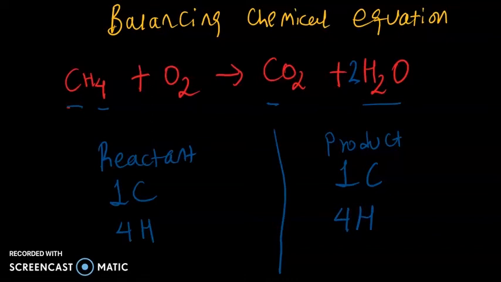And for oxygen, we have 2 oxygens in the reactant side, and we have how many oxygens in the product side? 4, but we have 2, so we have to multiply this oxygen by 2 to get 4 oxygen to make it the same as the product. So erase these 2 and 2 oxygen. So now we are done with the first method. We have 1 carbon, 4 hydrogen, 2 oxygen, 2 oxygen. So let's move to the second method.